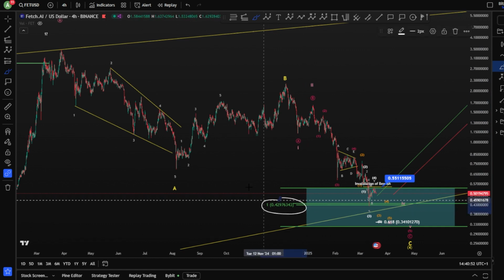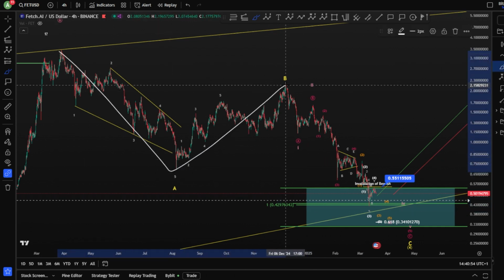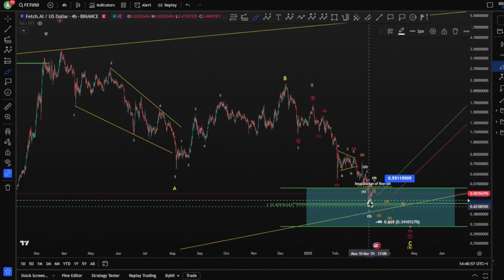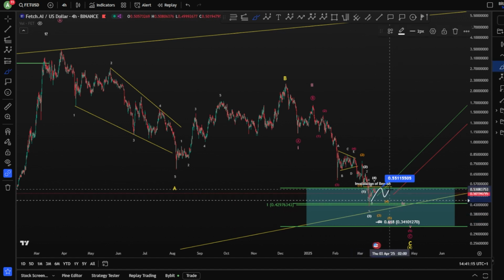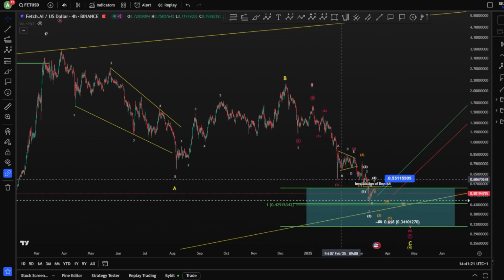The 1-to-1 fib level taken from wave A to wave B has been hit perfectly, and we retraced toward the upside. Currently, we're going to re-estimate whether we are going to see further higher prices, or are we continuing toward the downside? Because we are still inside the blue box. We did not yet confirm the bullish scenario.